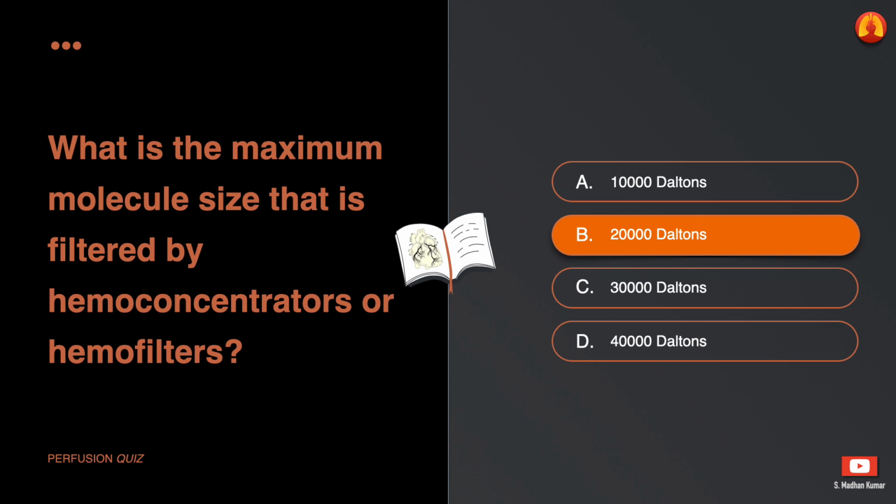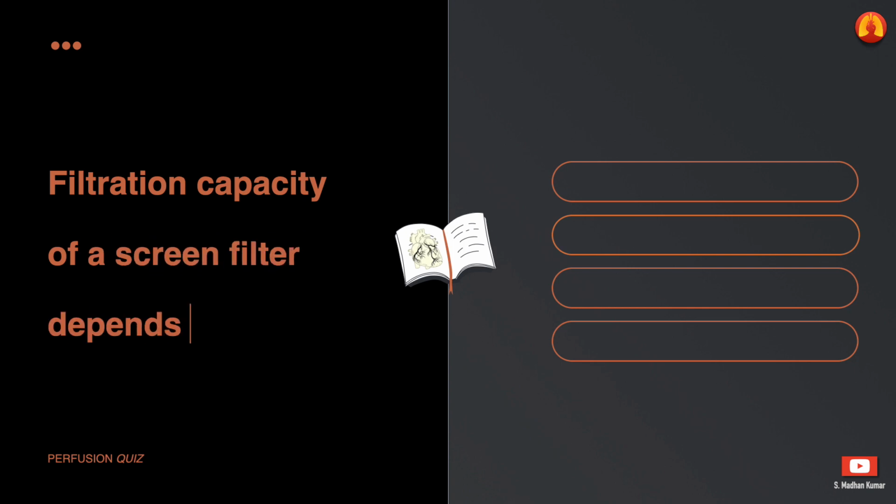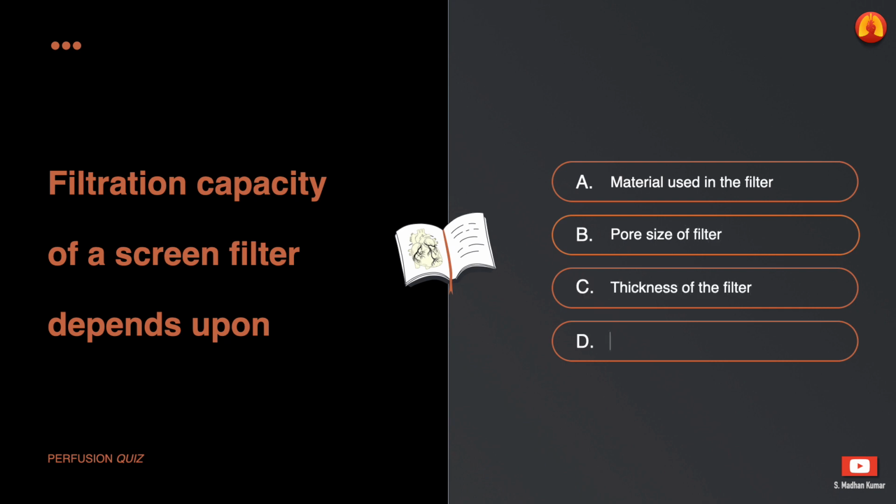20,000 Daltons. Filtration capacity of a screen filter depends upon A. Material used in the filter. B. Pore size of filter. C. Thickness of the filter. D. None of these. The correct answer is pore size of filter.